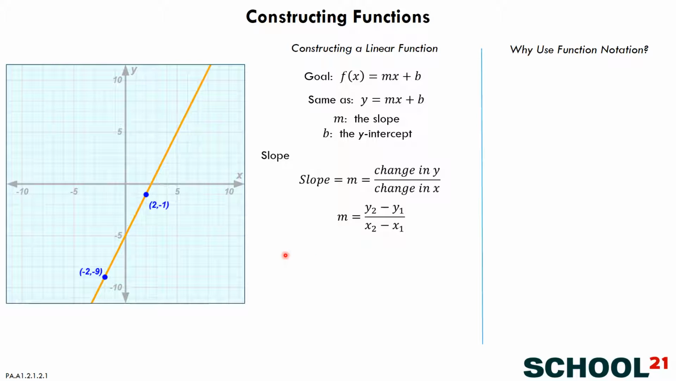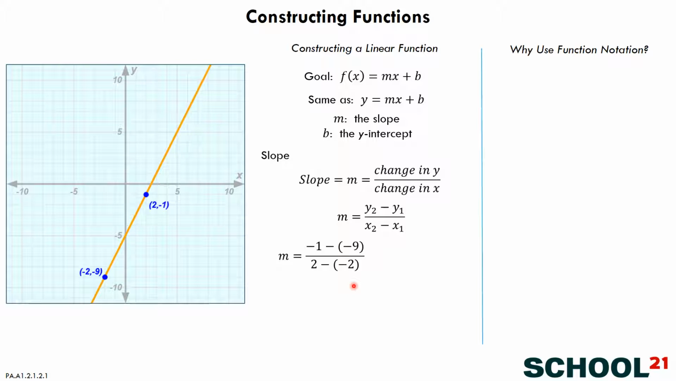Let's go ahead and plug those numbers in and make sure I've done it correctly. So we're going to take -1, which is y2, minus -9, which is y1. Does that look right? Yeah. Then we're going to take 2 right here, which is x2, and subtract -2, which is x1. Does that make sense to you? Mm-hmm. Okay, good.